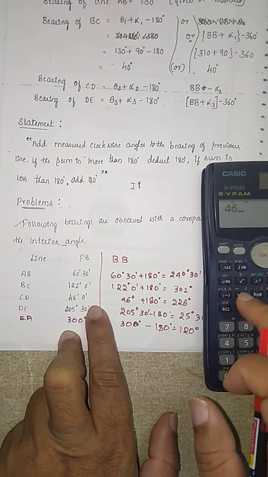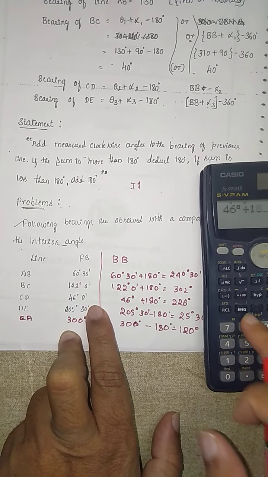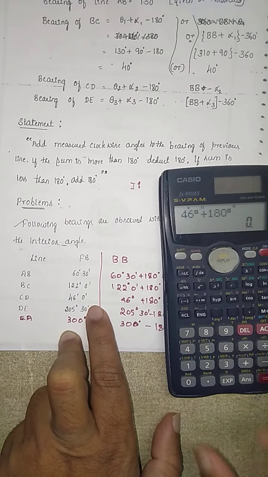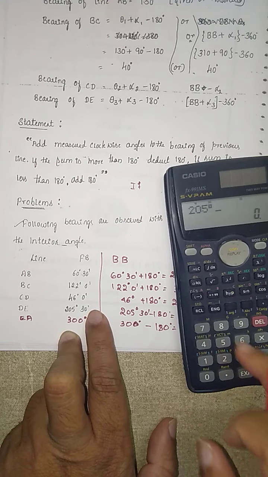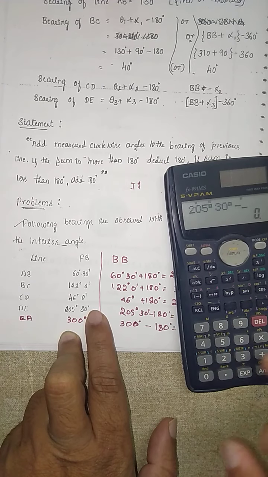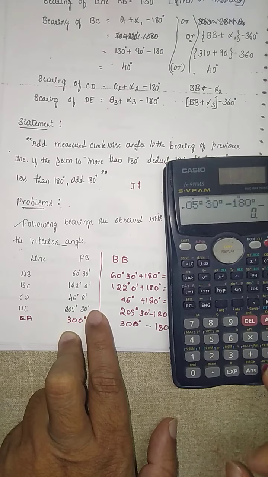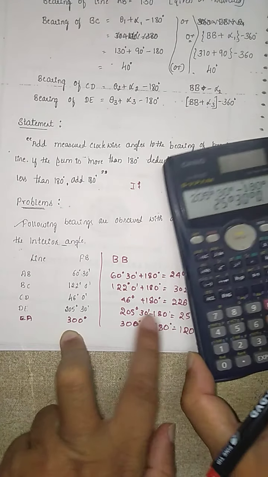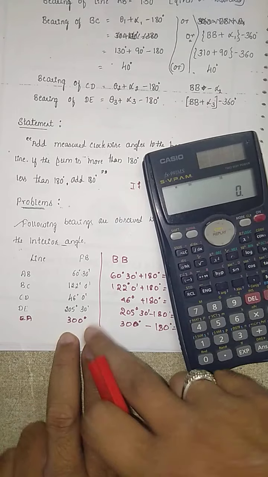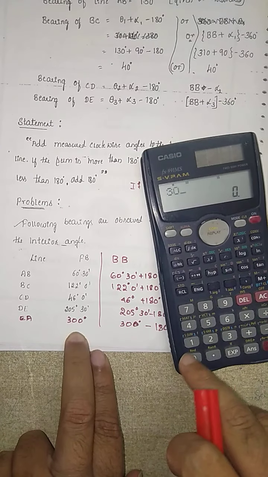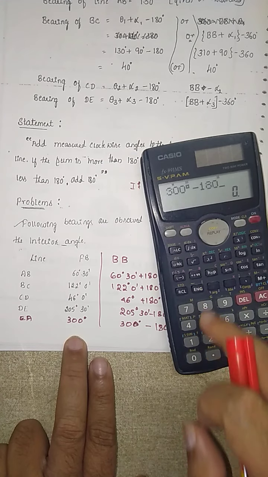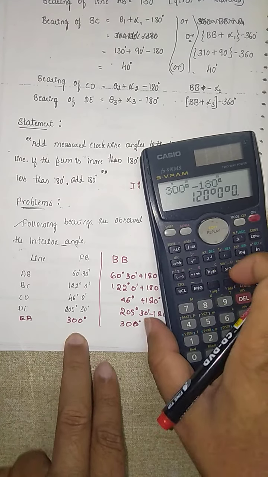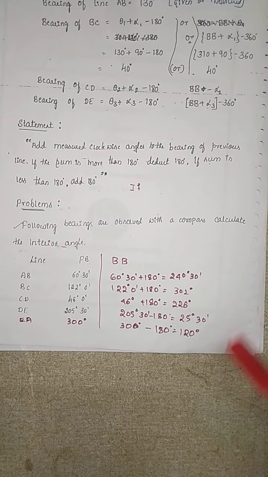Then again 46 degrees plus, since again it is less than 180, you need to add it. So again 226. So next is 205 degree 30 minutes. Since it is more than 180, you need to deduct it. So you are going to get it as 25 degree 30 minutes. And then again the EA line 300, since it is more than 180, you need to deduct it. So you are going to get it as 120. So this is how you have calculated the back bearing of these particular lines.